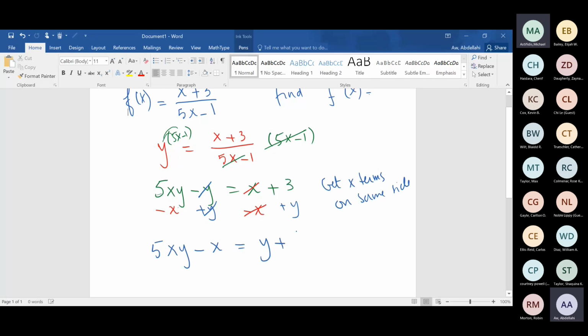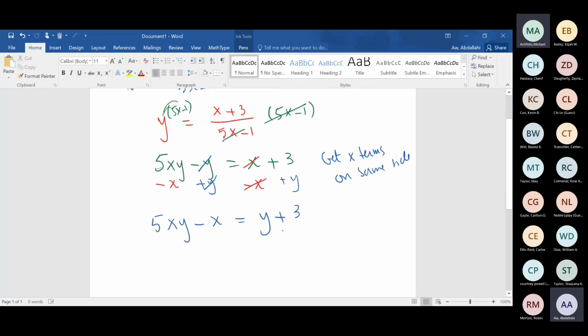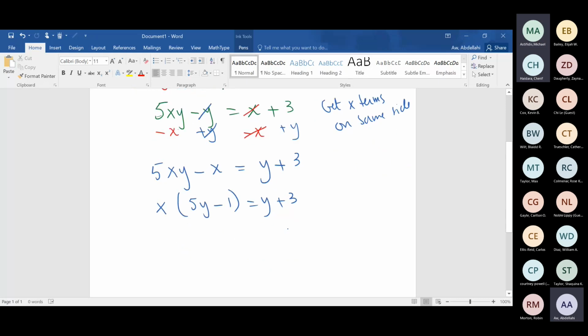Now comes the step you were talking about. On the left side, we factor out x, and we get x times 5y minus 1 equal to y plus 3. The very last step, we divide both sides by 5y minus 1. So we get x equal to y plus 3 over 5y minus 1, and that is what we wanted. Since I'm asked to find f minus 1 of x, I'm going to change y to x. It's going to be x plus 3 over 5x minus 1.